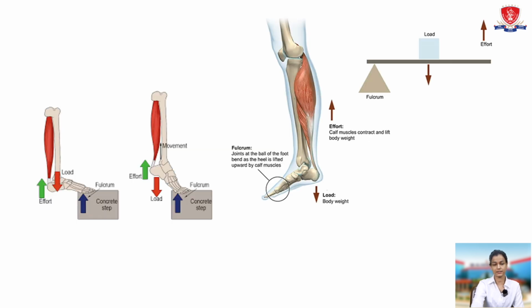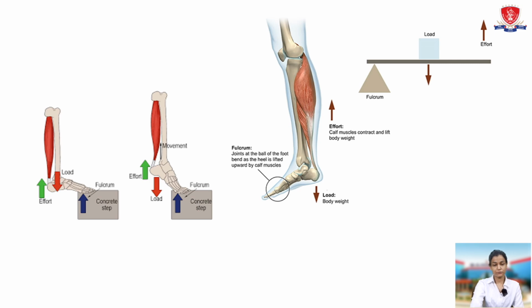Now let's understand this by the diagram. Look here, you can see that the metatarsophalangeal joint is the fixed point, the fulcrum, and the load is at the ankle that you have to lift, or the weight that you have to overcome, and the effort is put in by the contraction of the gastrocnemius soleus, that is your calf muscle.